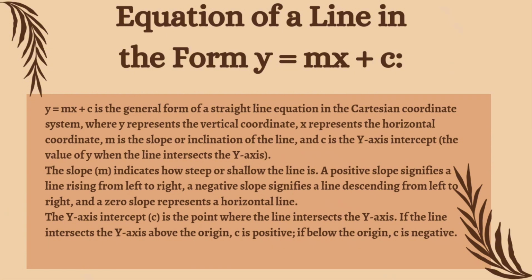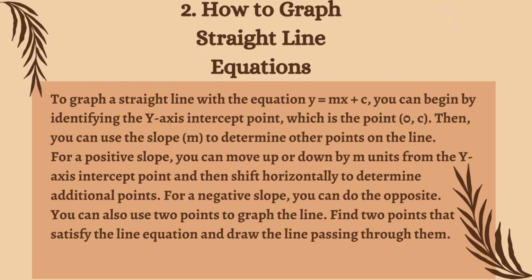The y-axis intercept c is the point where the line intersects the y-axis. If the line intersects the y-axis above the origin, c is positive. If below the origin, c is negative.